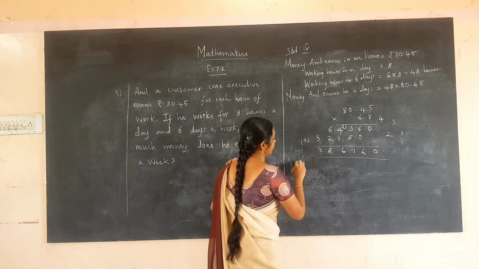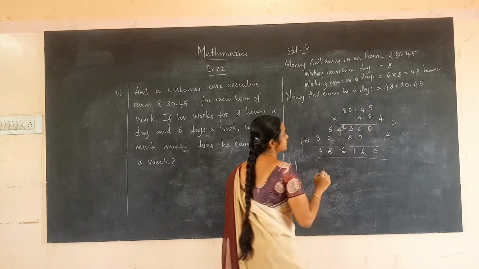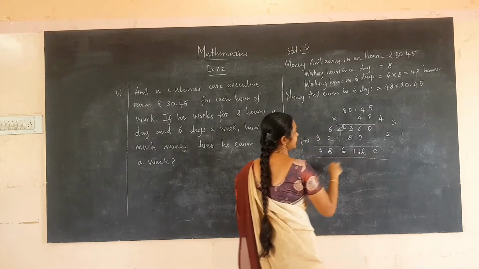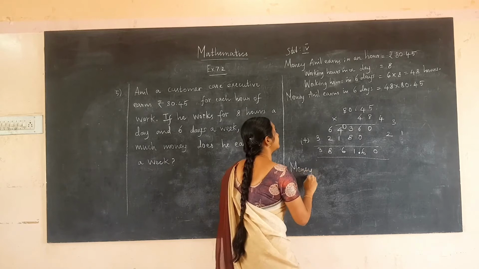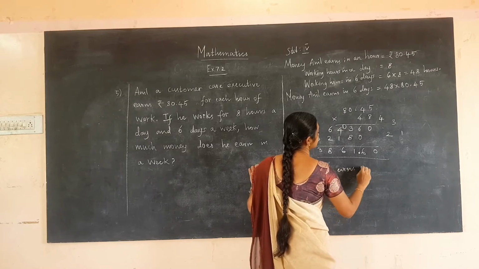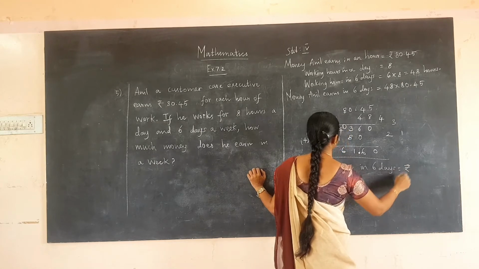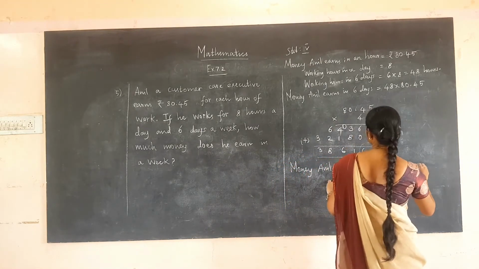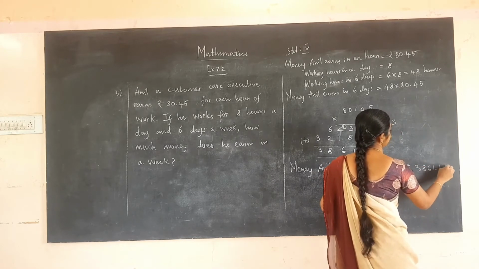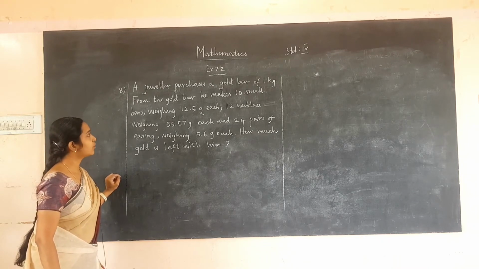So now we have to keep the decimal point. The decimal point is before 2 places. So here also we have to keep the decimal point before 2 places. So here will be the decimal point. Money Anil earns in 6 days is equal to rupees 3861.60.